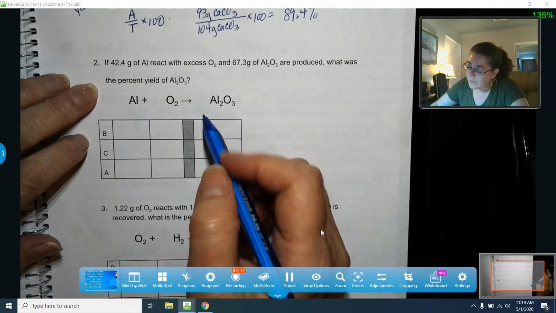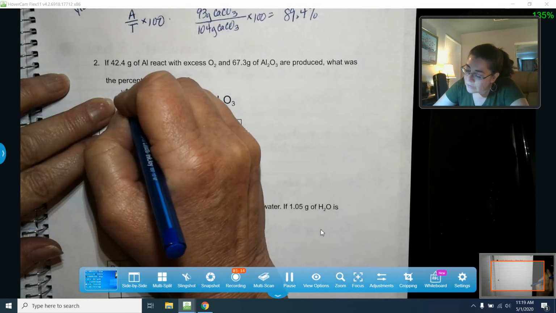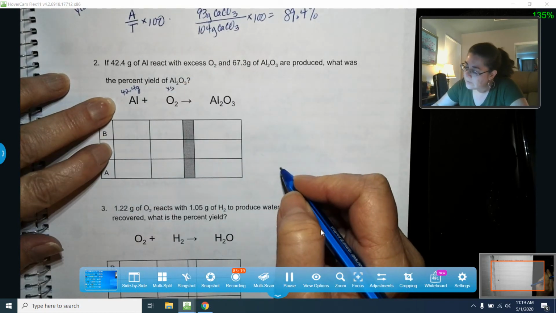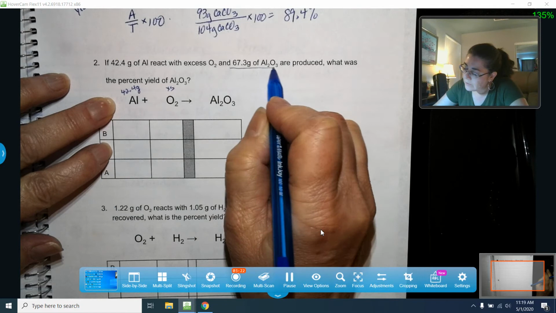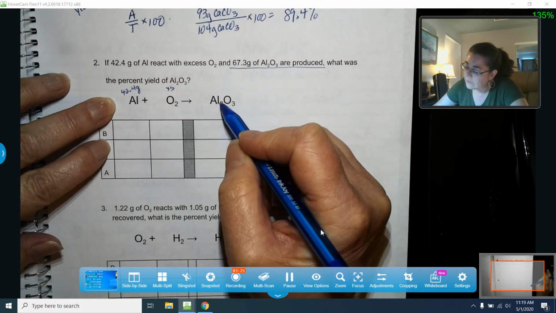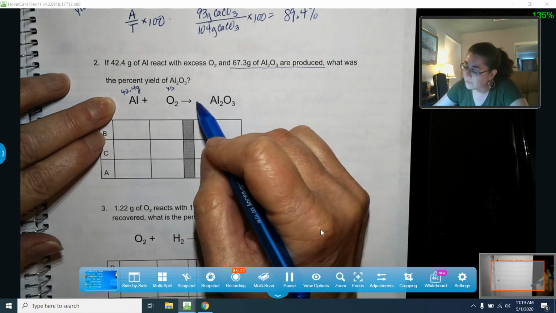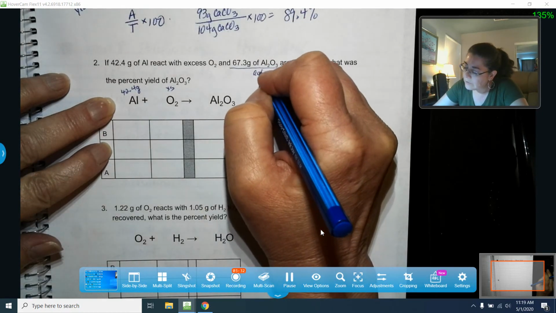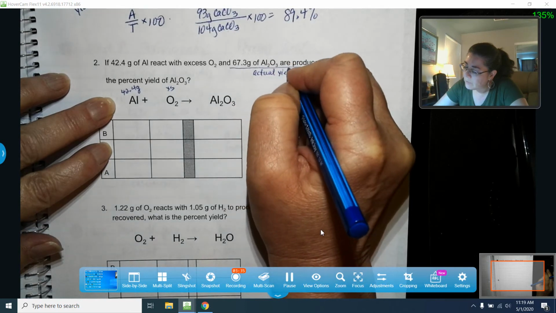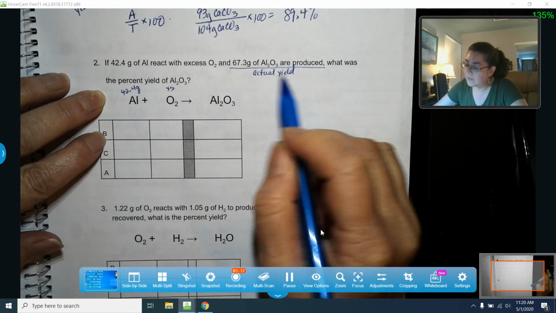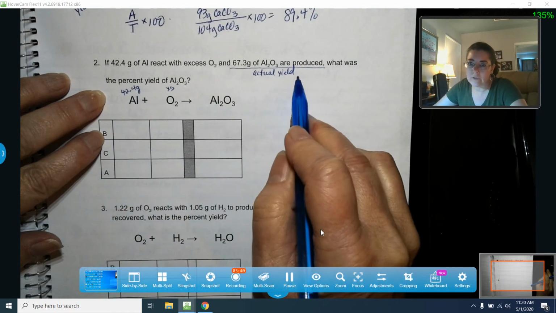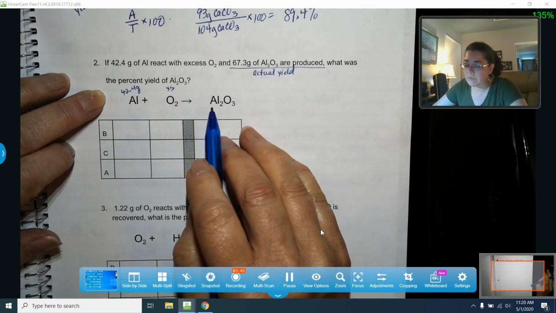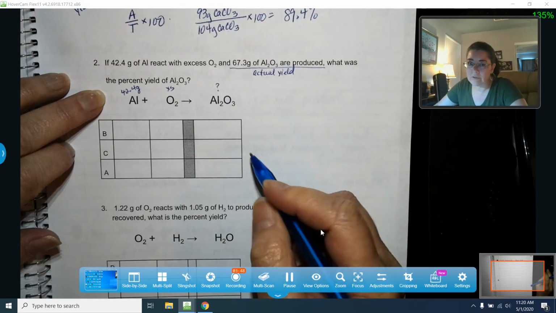Okay, so we have 42.4 grams of this. We have excess this, and this right here is that material, but that's not what you're going to put here. This right here is your actual yield. Because remember, in a percent yield problem, they're always going to give you the laboratory results, the actual yield. Your job is to find this. What is your theoretical yield?